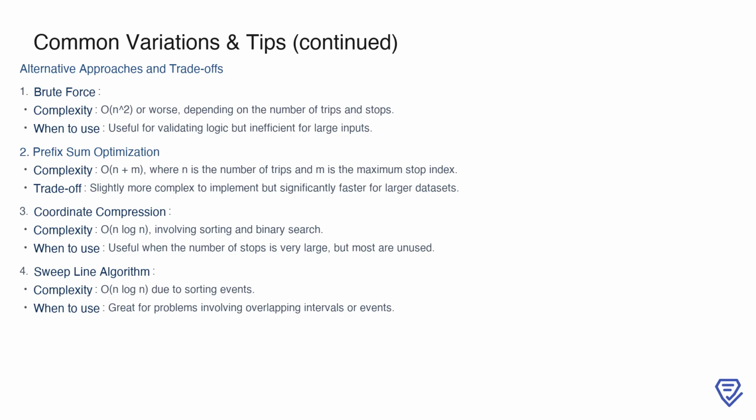Another option is coordinate compression, which reduces the problem size by mapping stop indices to a smaller range. This approach has a complexity of O(n log n), due to sorting, and is useful when there are many stops but only a few are actually used. Finally, the sweep line algorithm is well suited for problems involving overlapping intervals or events. Its complexity is also O(n log n), as it requires sorting the events, but it's particularly effective for managing start and end points efficiently.